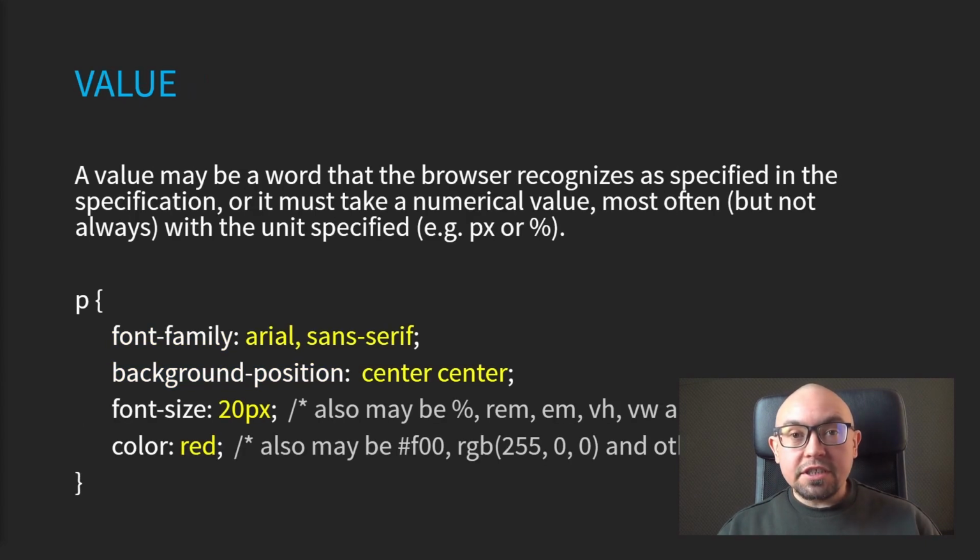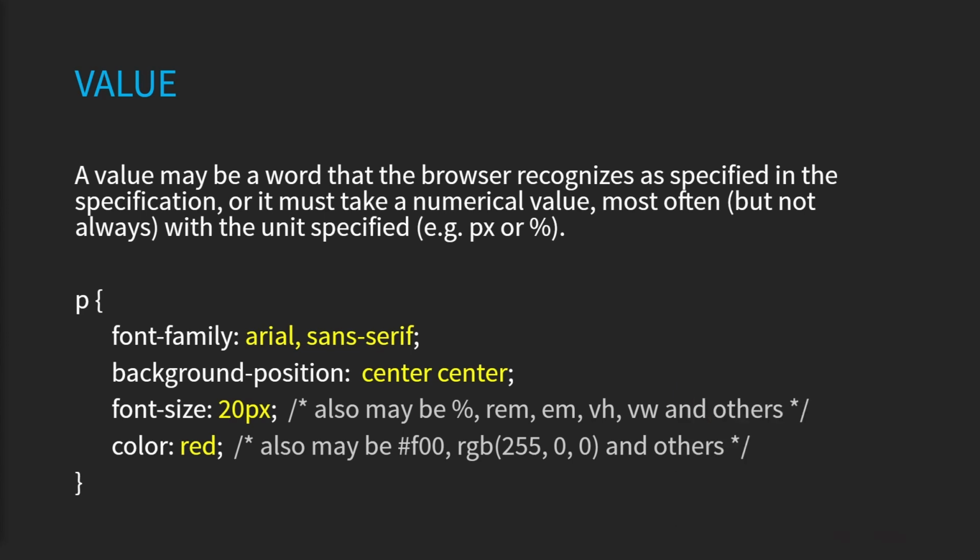The second part of the declaration is the value. The values may be very different. Sometimes they can be pixels, percentages, or specific words. The syntax of the values is very different, and we need to get used to it. The numeric values can have different units, such as em, rem, and others.